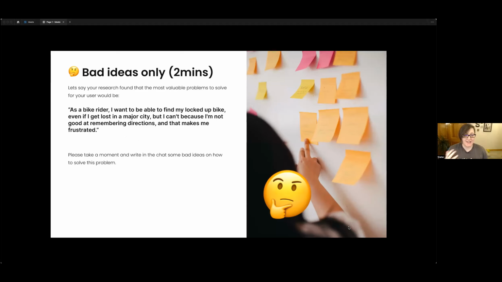Let's say the problem that you found to solve with all your research and everything, the problem statement, is: as a bike rider, I want to be able to find my locked up bike in a major city, even if I get lost, but I can't because I'm not good at remembering directions, and that makes me frustrated. So please write in the chat some bad ideas on how to solve this problem, UX or otherwise.